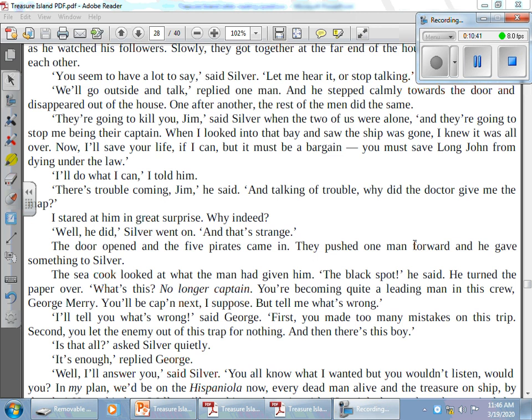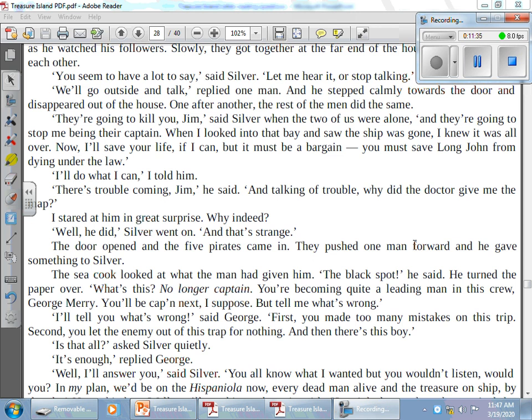So here, the pirates were angry and they kept whispering by the window, and then they went out to talk together because Silver doesn't want anyone to argue with him. After that, Silver told Jim there must be a bargain, especially since Dr. Livesey gave me the map. So we must bargain together. We are going to make an agreement with you, Jim. Jim agreed that he will save, as much as he can, of course, Long John from dying under the law. After that, the pirates came in, and one of them moved forward and gave Long John Silver something.